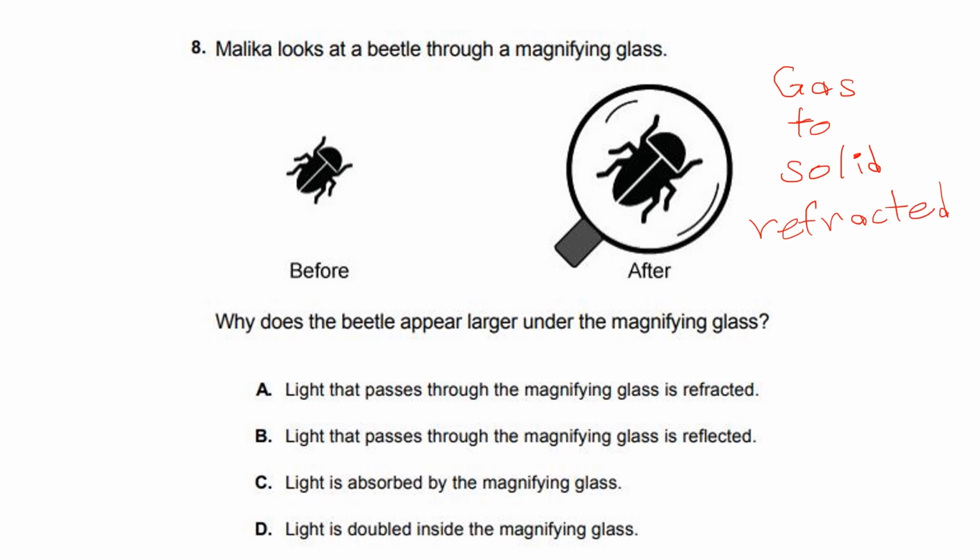So let's look at A. Light that passes through the magnifying glass is refracted. Yes, because that light wave is actually being bent as it travels from a gas to a solid. So let's look at B. Light that passes through the magnifying glass is reflected. No, that means it's bouncing off. C. Light is absorbed by the magnifying glass. No. And then D. Light is doubled inside the magnifying glass, and that's a nonsensical answer, so we can cross that out.